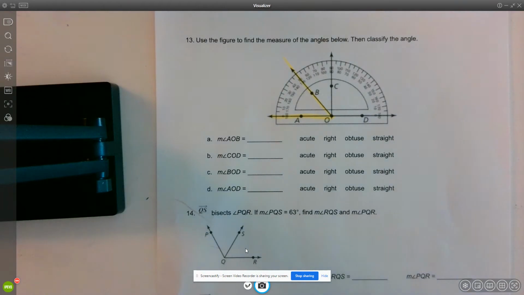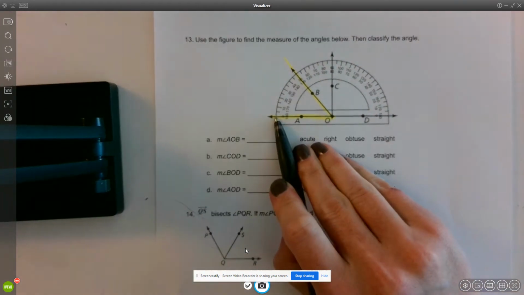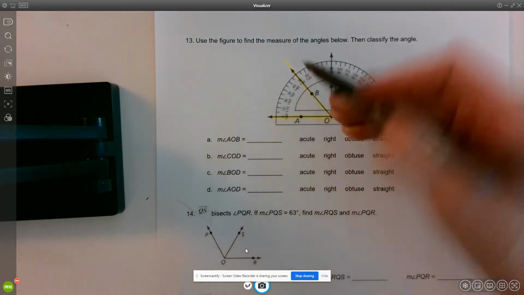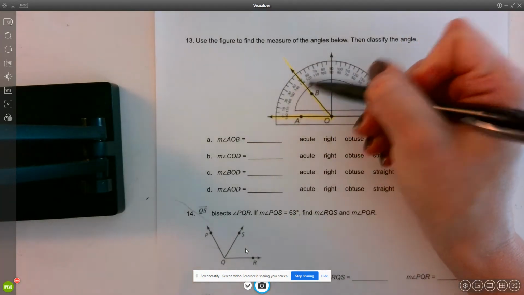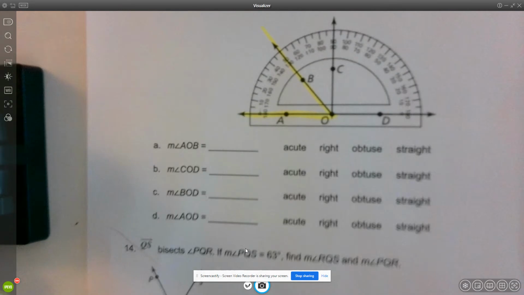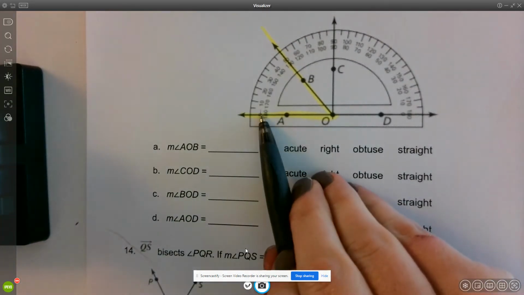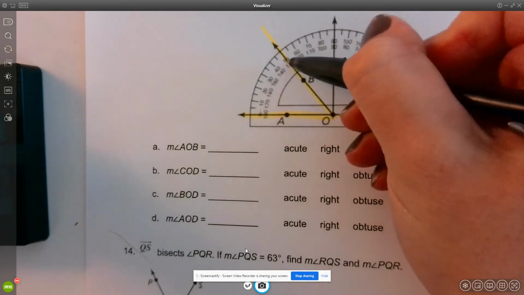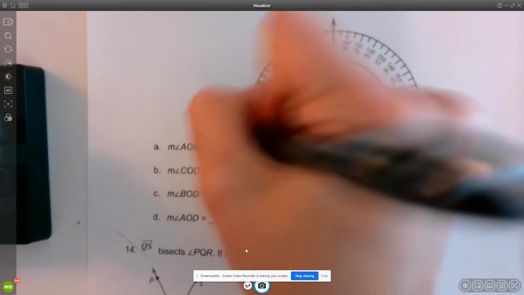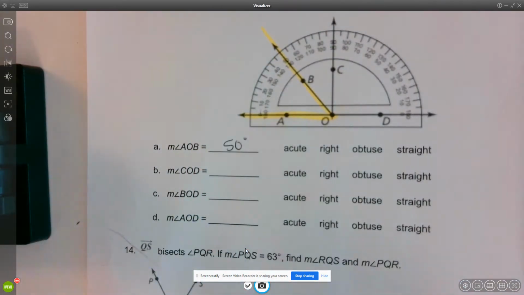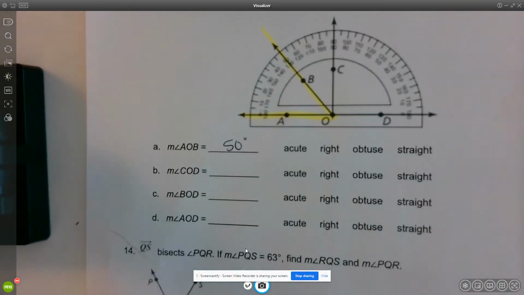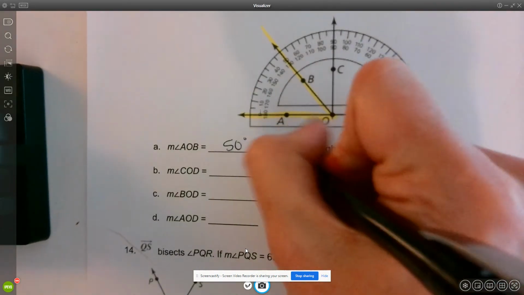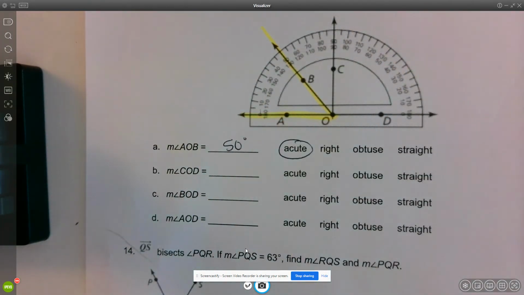So I'm going to start on this side of my angle using the protractor, which means I need to start at 0. So I need to use the outside numbers. And this is kind of hard to see. But angle AOB starts at 0 degrees and goes up to 50 degrees. So the measure of angle AOB is 50 degrees. That is less than 90, so we know that's an acute angle.